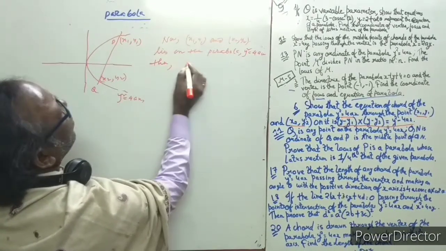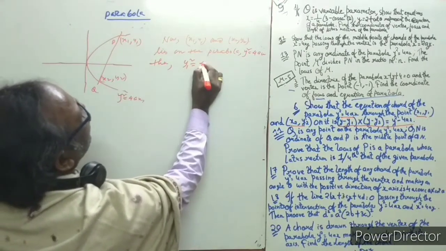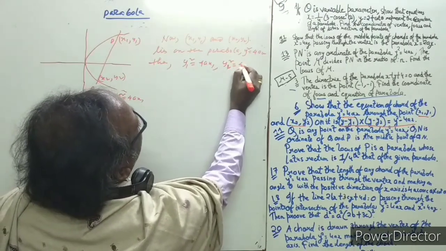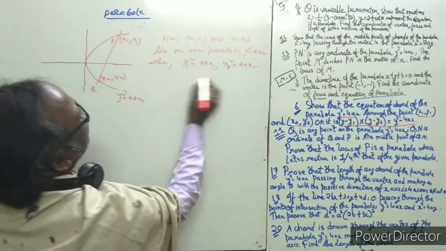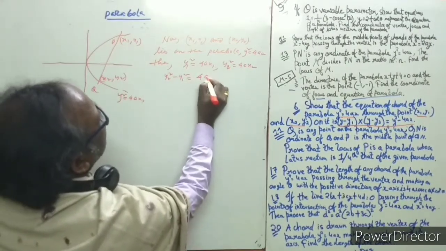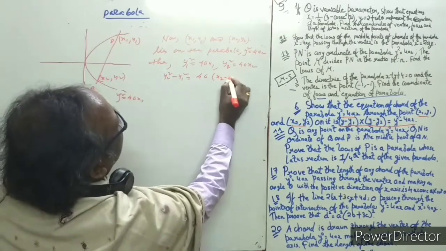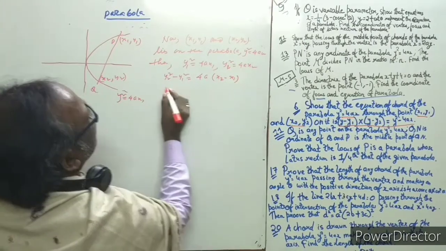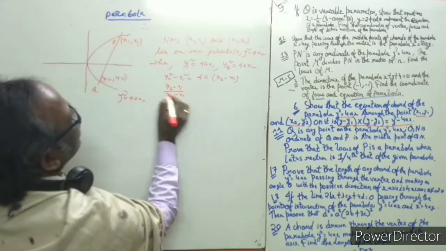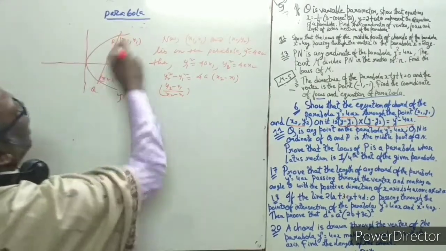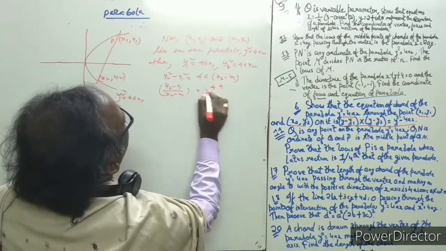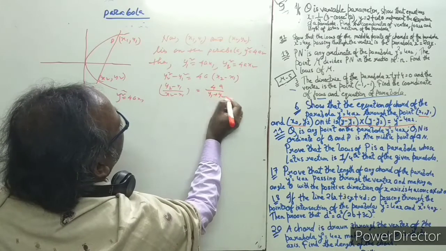Then we can write y1 square is equal to 4x1 and y2 square is equal to 4x2. So subtracting, y2 square minus y1 square, taking 4a common, is 4a times x2 minus x1. So we can write y2 minus y1 by x2 minus x1, this is the slope of the chord. We can easily see that it is 4a by y1 plus y2.